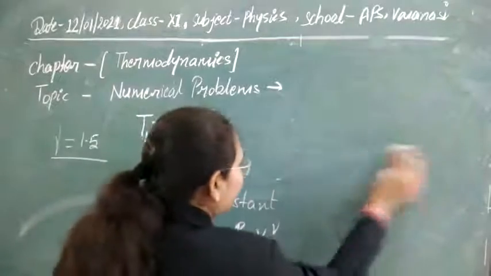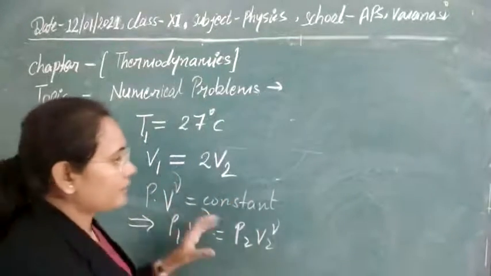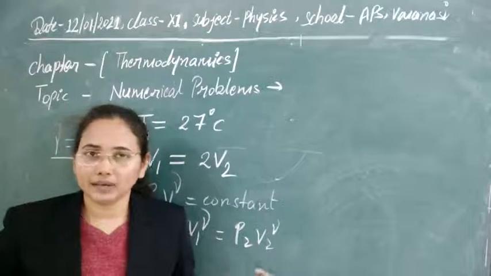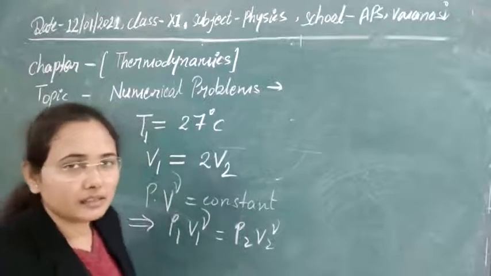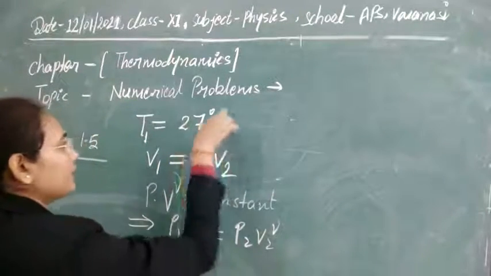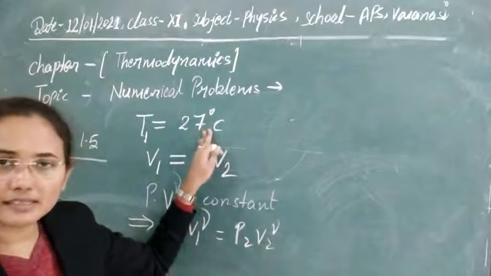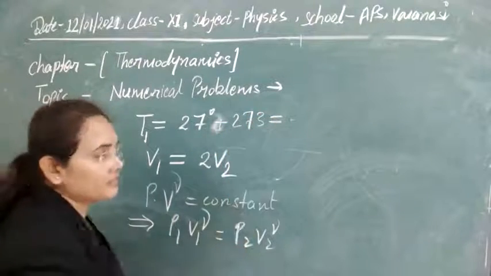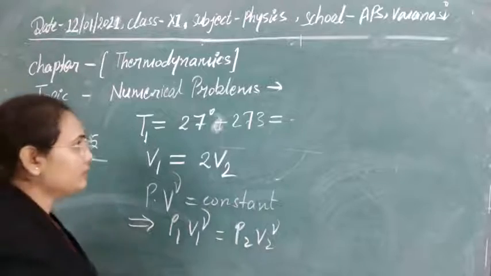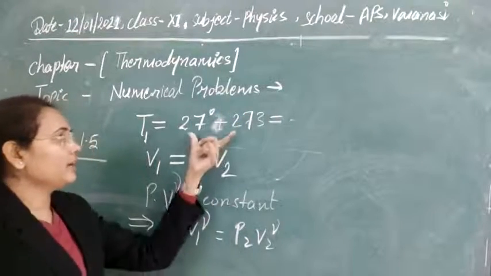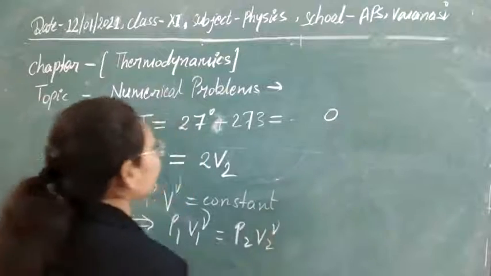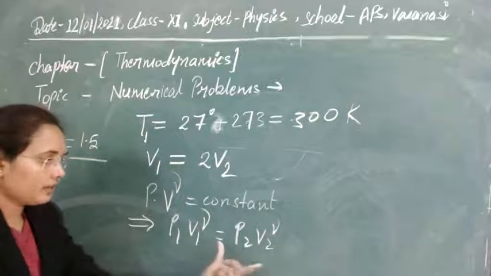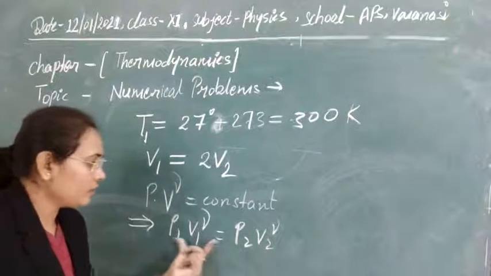Now let's use the data that we have here. First of all, in every question try to write the data. After that convert it into the standard units. After that use it in the equations that are given to you, or that you know already. Like here the temperature is in degree Celsius, so you have to convert it into Kelvin. You know that the standard unit of temperature is Kelvin. So by adding 273 you can convert it, and it will finally be 300 Kelvin. Now in this equation we need only the volume and pressure.